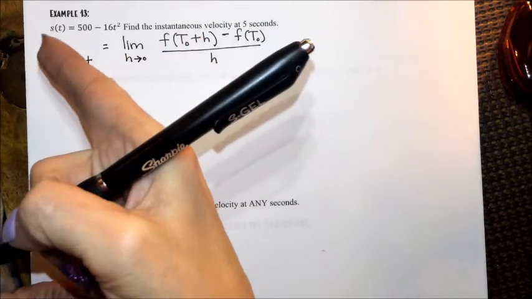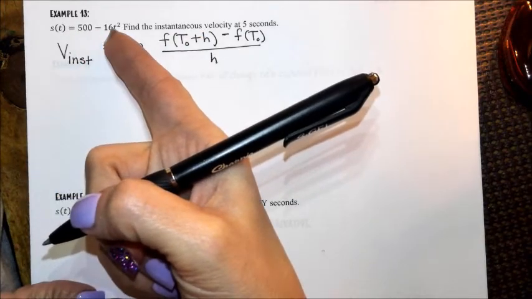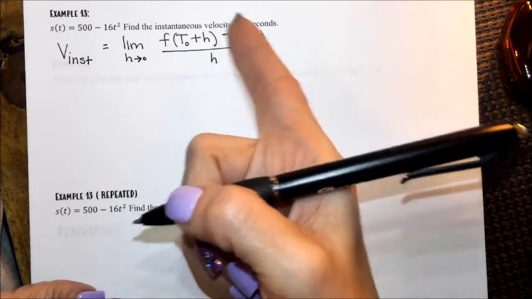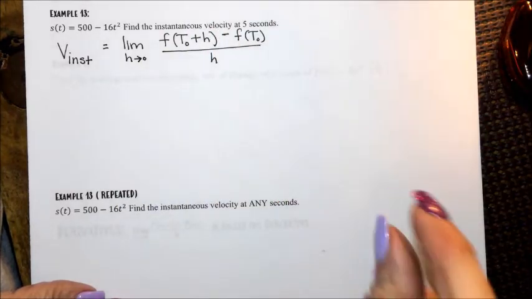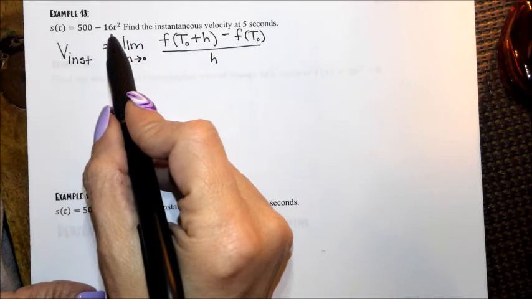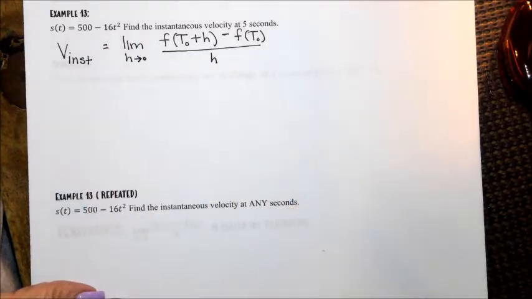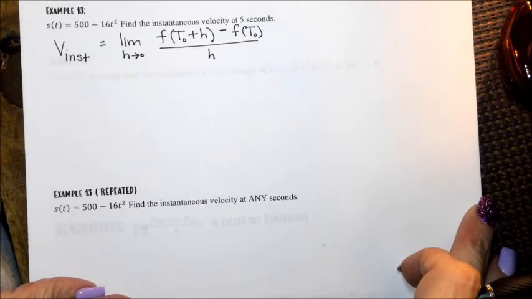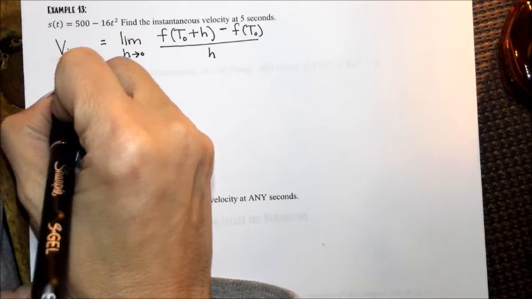So on this first one, s of t equals 500 minus 16t squared. Find the instantaneous velocity at 5 seconds. So for whatever's going on, something's fallen down, maybe off of a building or something, and bam, exactly at 5 seconds, how fast is it going? Isn't that kind of like the slope at a point on a curve? Yeah, it kind of is. Okay, so here we go.